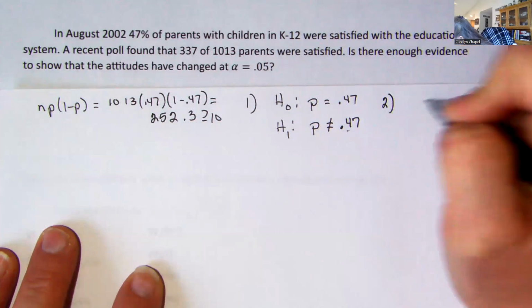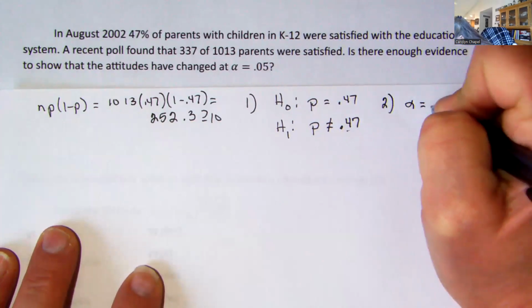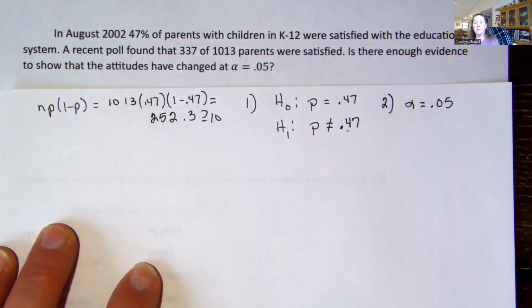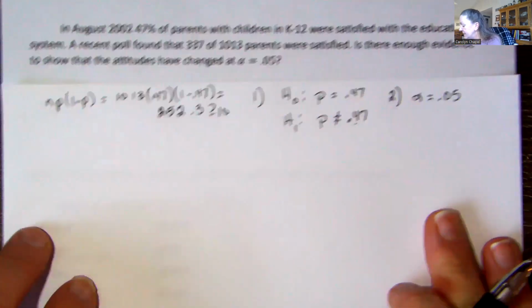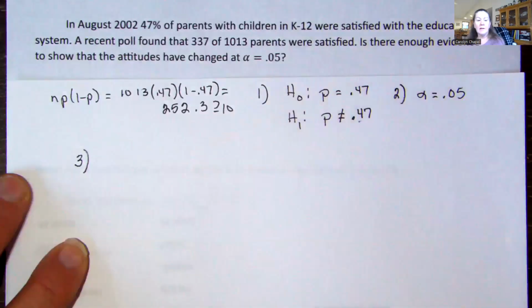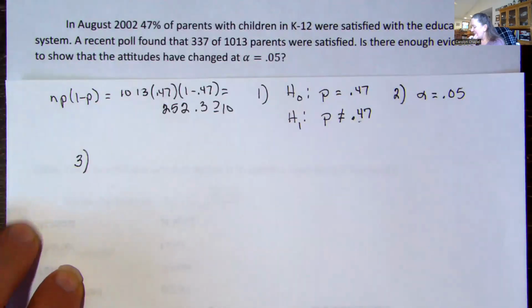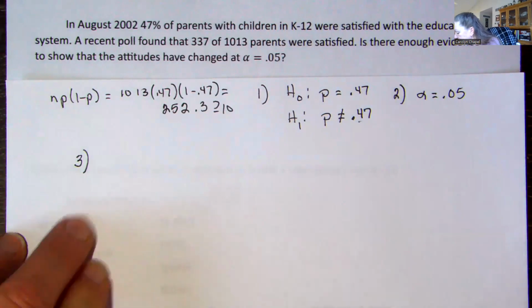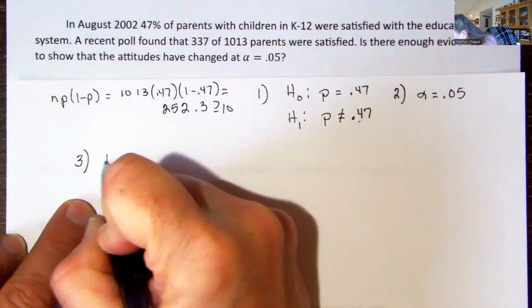Step 2 is finding that alpha level. Well, they always tell it to us. That's an easy step for us. Step 3, which I'm going to use StatCrunch for, and I'll also do step 4 in StatCrunch, and get those pieces. But step 3 is getting that test statistic.